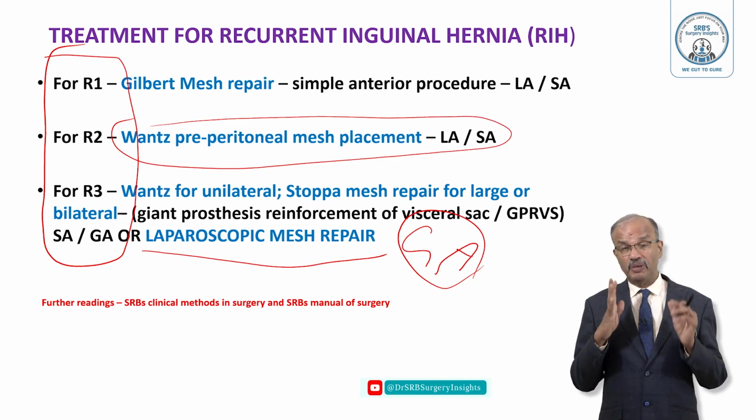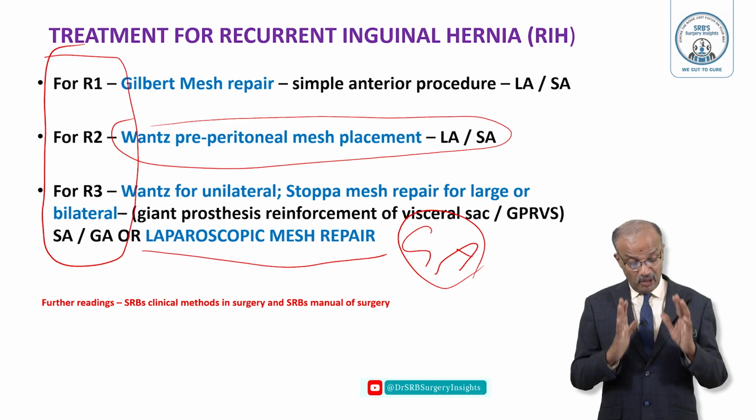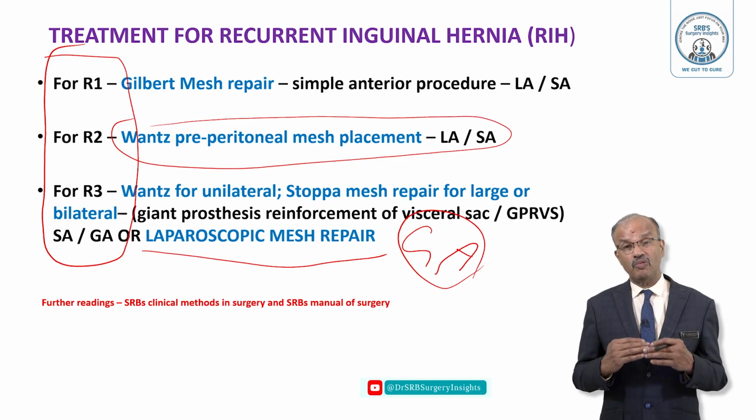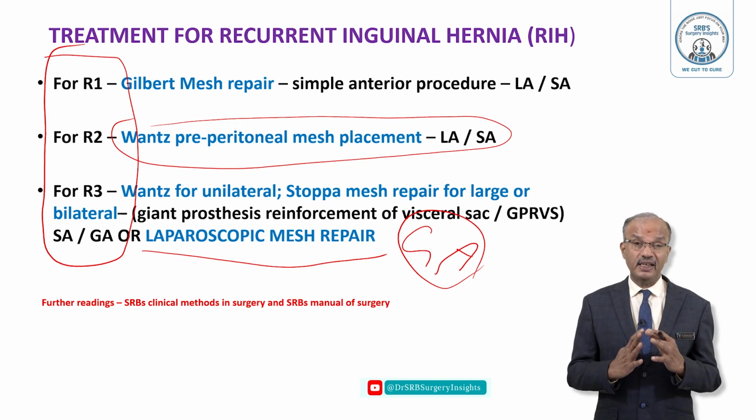Of course, eventually mesh repair is the standard for recurrent inguinal hernia. There is no tissue repair when you treat recurrent inguinal hernia. Of course, this anatomical classification is most important to decide what type of approach, what type of procedure you are going to do. And of course, it's technically demanding.